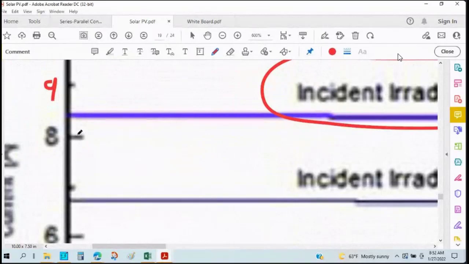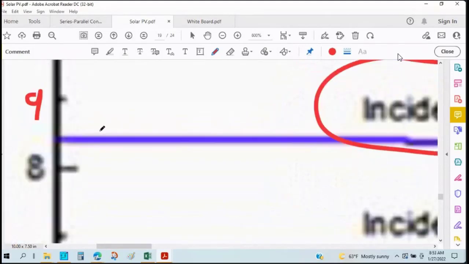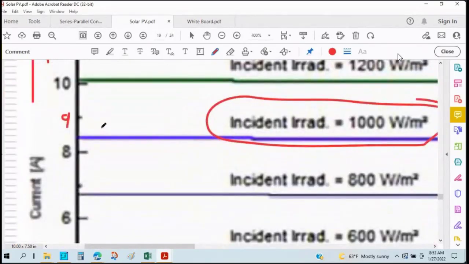Someone has already mentioned that the value of current is 8.4. So Arman, what do you think? Sir, 8.3, sir. Okay, 8.3. And what about others? What will be the value of short circuit current? Sir, 8.5. Sir, 8.3, sir. 3 or 4, sir. Okay, it will be 8.4 or 8.3, whatever it is.